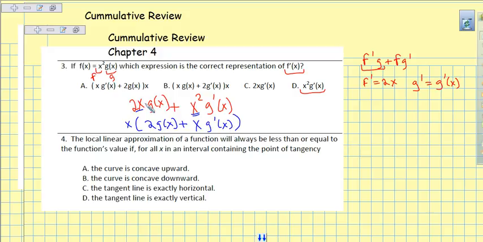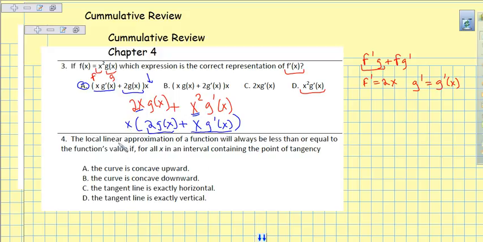And looking at the answer choices, let's see, we have x g prime of x here, and 2g of x here, and our x is factored out in the rear, which is not orthodox and not common, but we can live with that. And so we'll just pick A on that one.